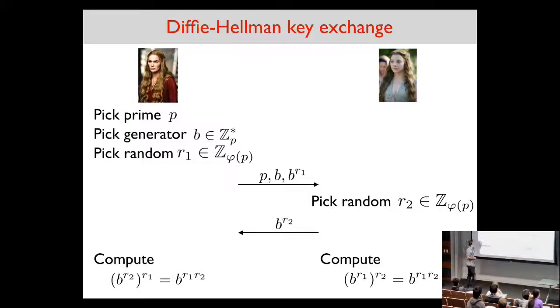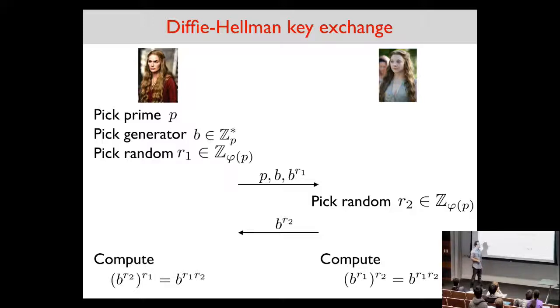The adversary sees all of this. He could multiply b to the r1 and b to the r2, but that's only going to give him b to the r1 plus r2. That doesn't give him the key. So hopefully this is secure.